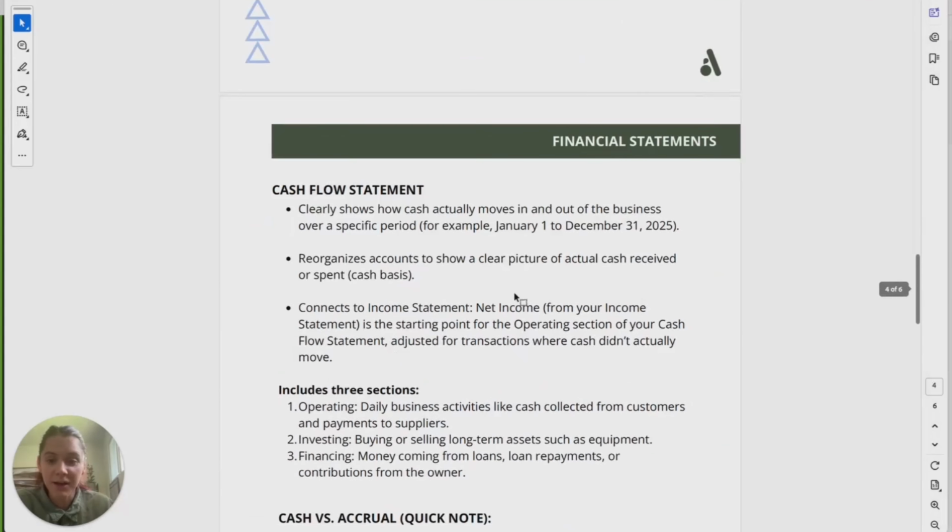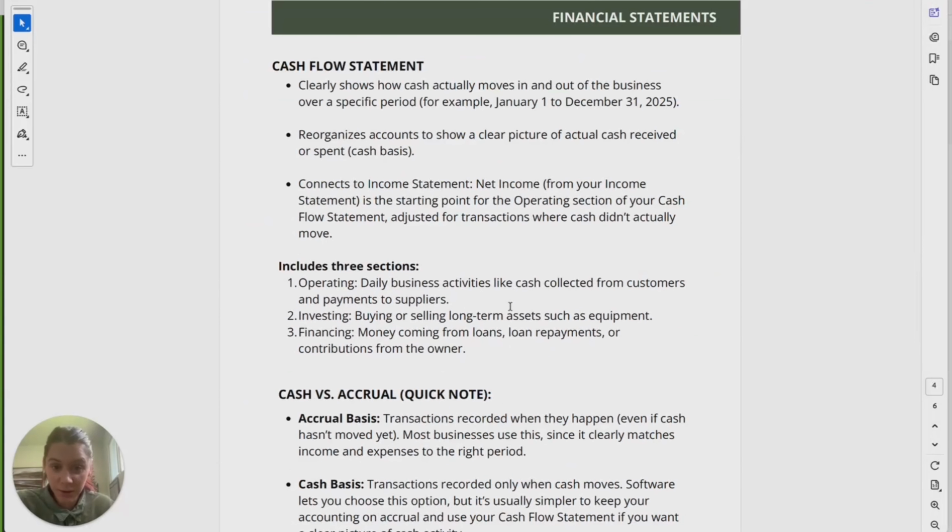So the final statement we're going to look at in here is the cash flow statement. This is showing how cash is moving and being utilized in the business over a specific period of time. It reorganizes accounts from the income statement and the balance sheet. So all of those accounts you saw up there, asset, liability, revenue, expenses, all those types of accounts can show up on the cash flow statement in a reorganized way. It connects to net income in the sense that at the top of your cash flow statement, you have your net income. And then it's adjusting for transactions where cash didn't actually move.